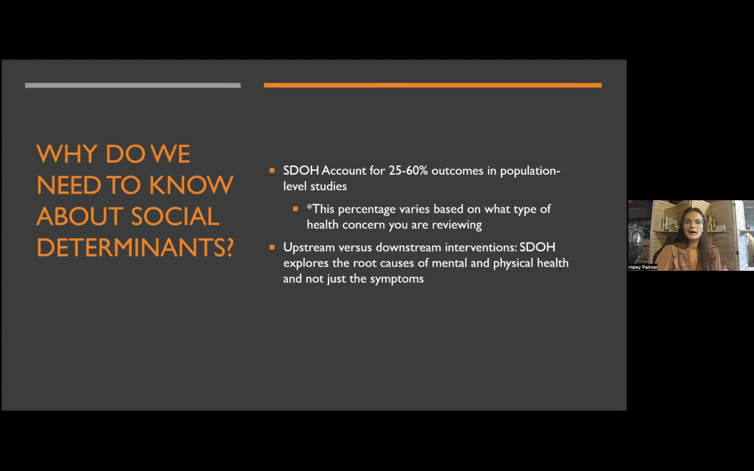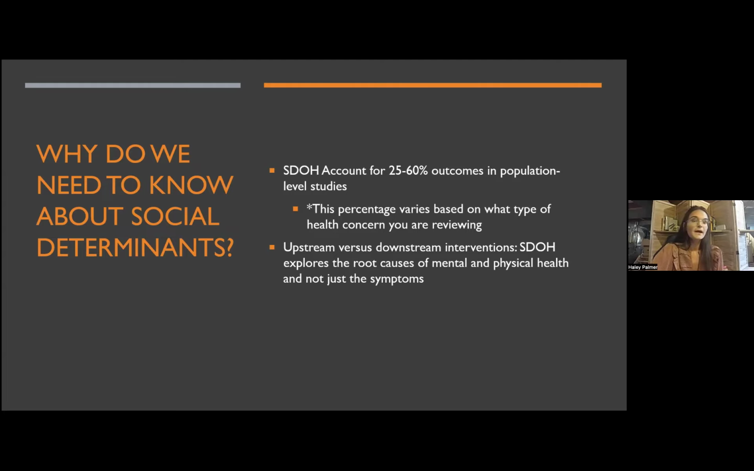So why is it important for us to know about social determinants of health? Based on the type of health concern you are reviewing, we know that social determinants of health account for 25 to 60% of health outcomes in population level studies. And again, this is a wide variance due to the specific type of health we're looking at or health symptom or outcome. When looking at social determinants of health, we talk about upstream versus downstream interventions.